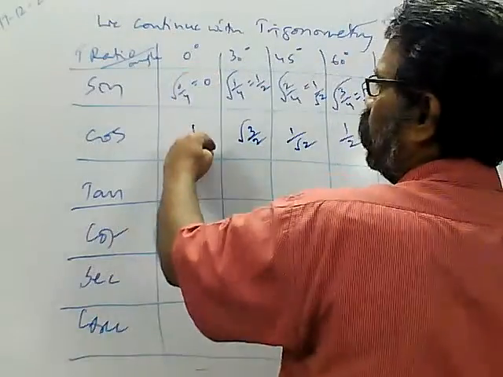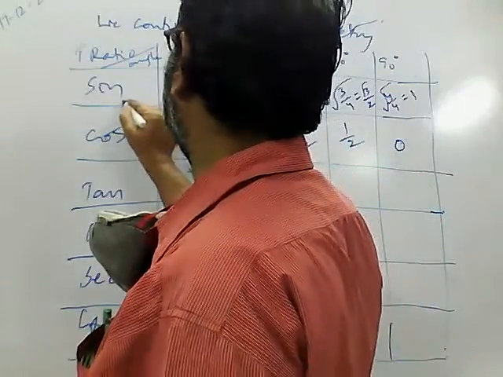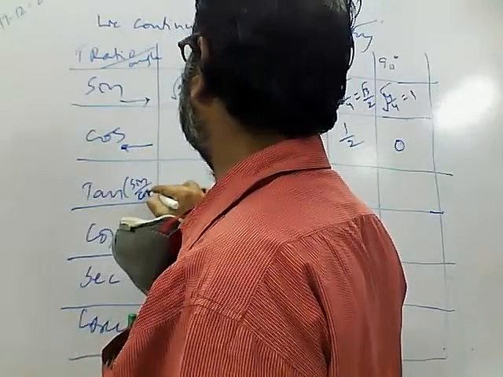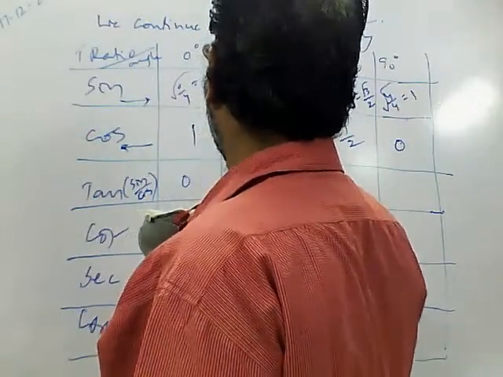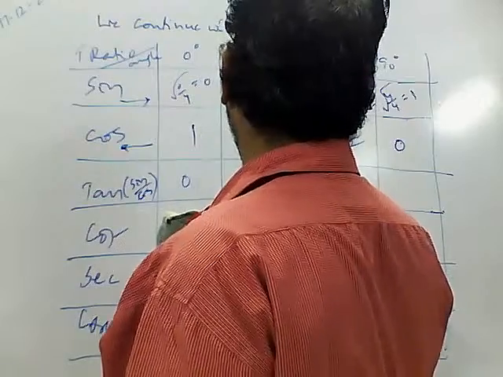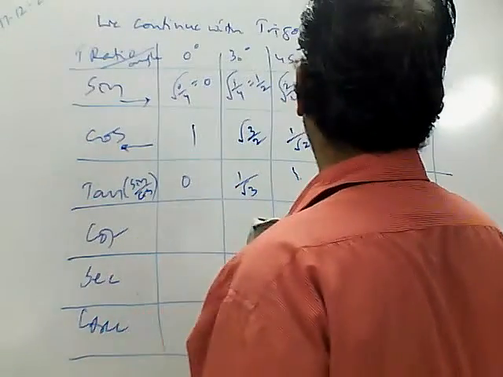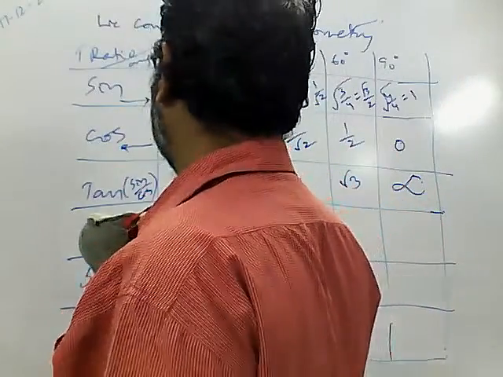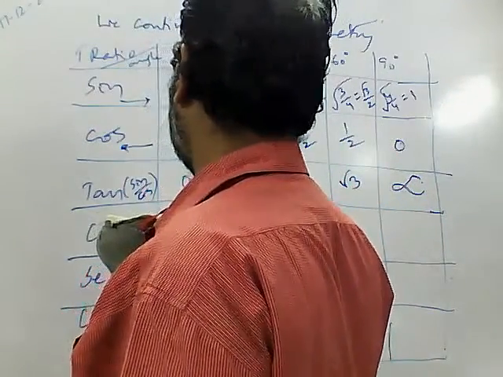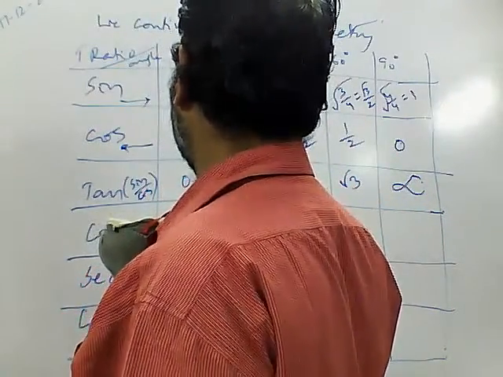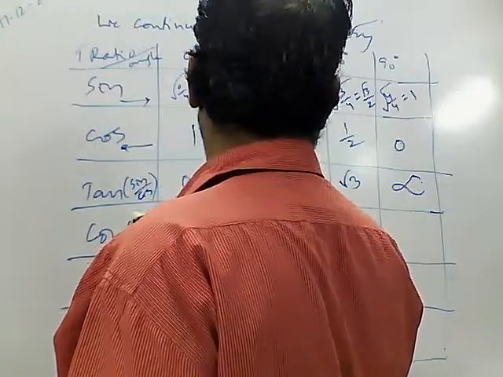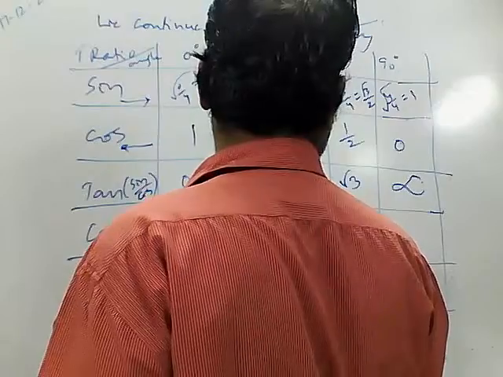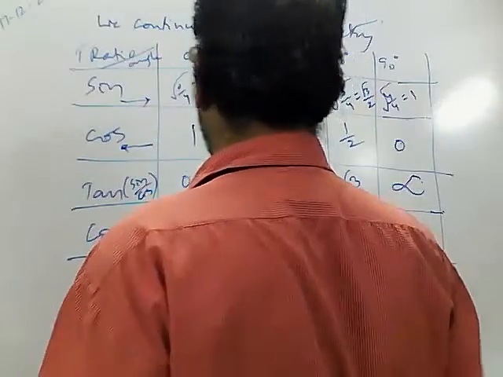Now sine by cos. So 0 by 1 is 0. This is 1 by root 3, this is 1, and this is root 3, and this is 1 by 0, undefined. Now again 1 by tan. Once you know tan, you can find 1 by tan: undefined, root 3, 1, 1 by root 3, and this is 0.